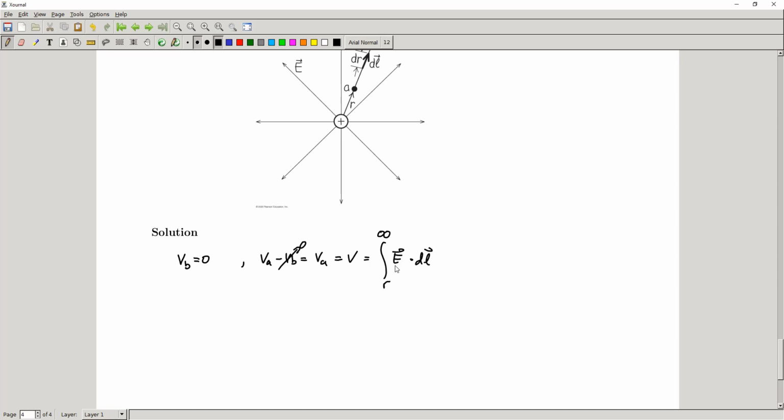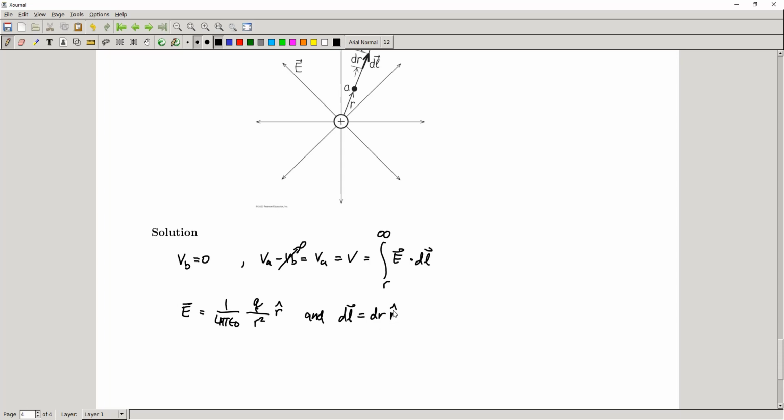We know that we can write the electric field of a point charge as follows. So maybe I'll put that here. The electric field of a point charge is just going to be 1 over 4 pi epsilon naught, Q over r squared, and it's going to point in the r hat direction, outward, radially away from our point charge. Okay, and our dl is just going to be equal to dr r hat.